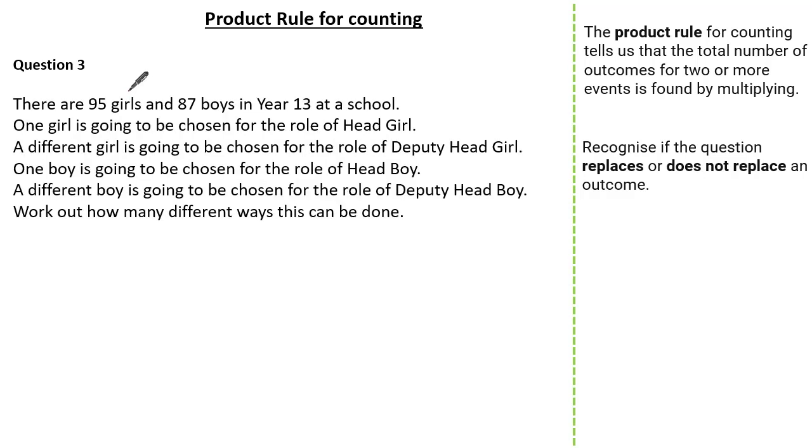Here the question states there are 95 girls and 87 boys in a year 13 at a school. One girl is going to be chosen at random for the role of head girl. A different girl is going to be chosen at random for the role of deputy head girl. One boy is going to be chosen at random to be head boy, and a different boy is going to be chosen at random to be deputy head boy. We're asked to work out how many different ways this can be done. Why don't you give it a go and press pause if you need.